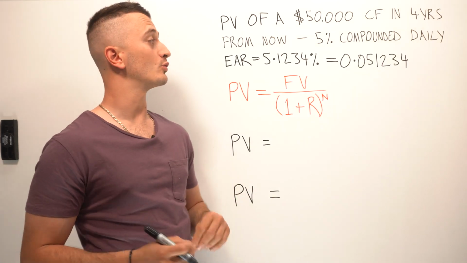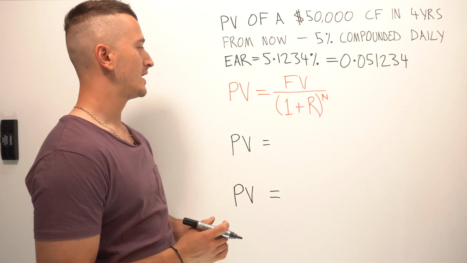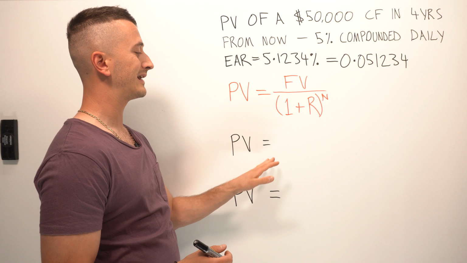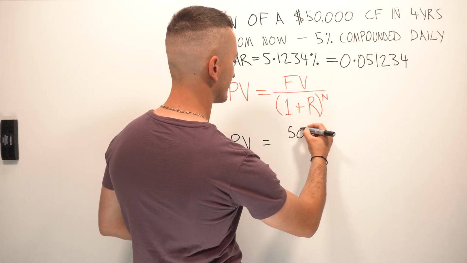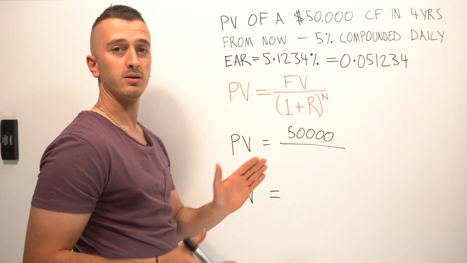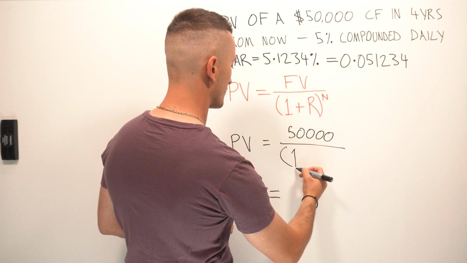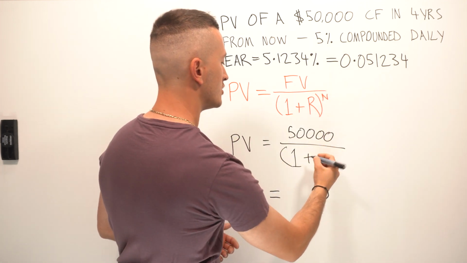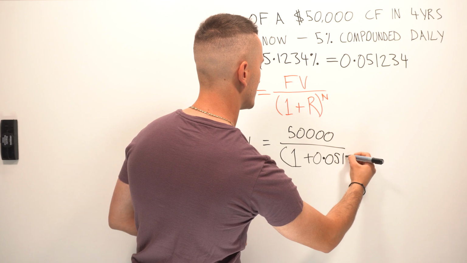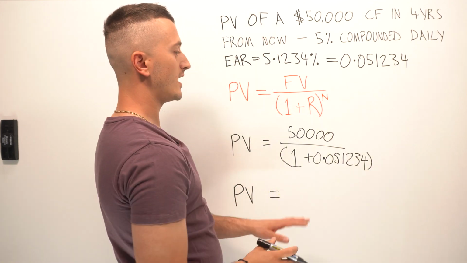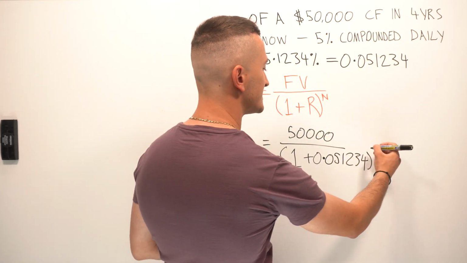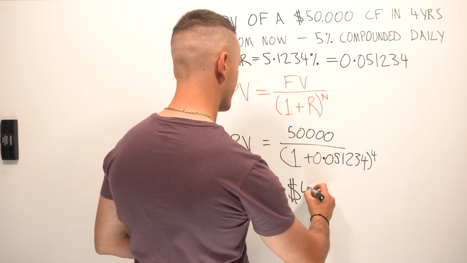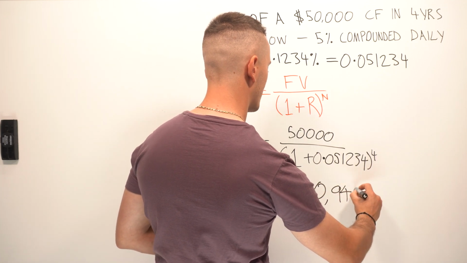Now that we've solved for the effective annual rate, we can go forward and finalize this example, working out the present value of the $50,000. So all we're going to do now is fill in the equation. Present value is equal to our future value of 50,000 divided by 1 plus r to the power of n again. I know I'm being a bit repetitive, but I just want to drum it in. So our r is our effective annual rate, this decimal value of 0.051234, to n, our compounding periods, which is 4 years, so 4. And you should come to a final present value of $40,942.